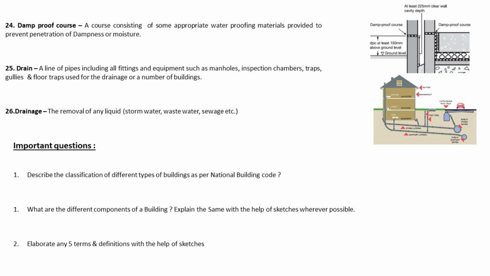Now on this topic you will be getting so many questions, so the important questions I have listed here for you. The first one is, describe the classification of different types of building as per National Building Code. What are the different components of a building? Explain the same with the help of sketches wherever possible. Elaborate any 5 terms and definitions with the help of sketches.